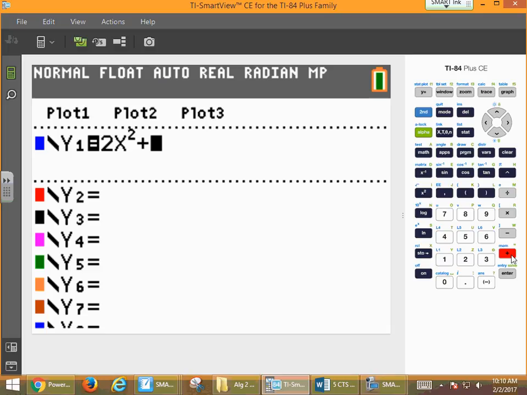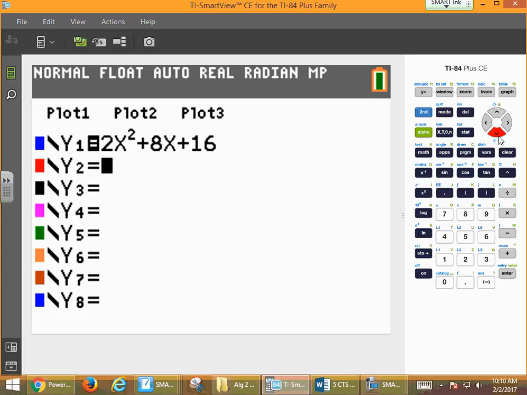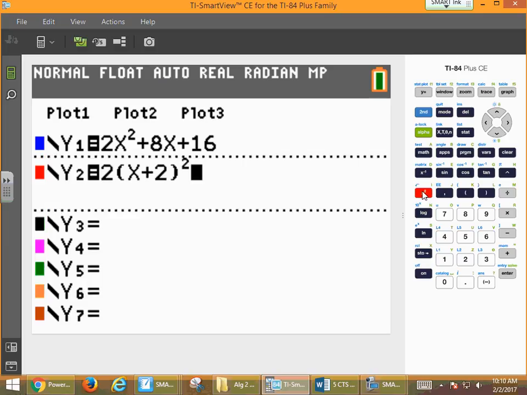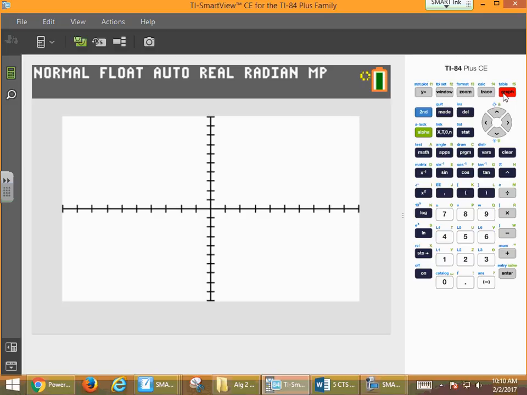2x squared plus 8x plus 16. And then the new vertex form that we just ended up with was y equals 2 times (x plus 2), and then the whole thing squared plus 8. Now we're going to graph.